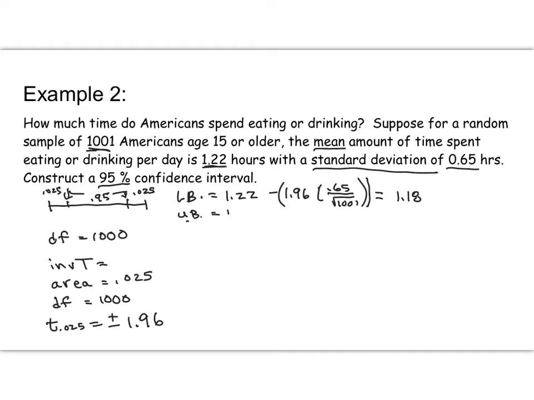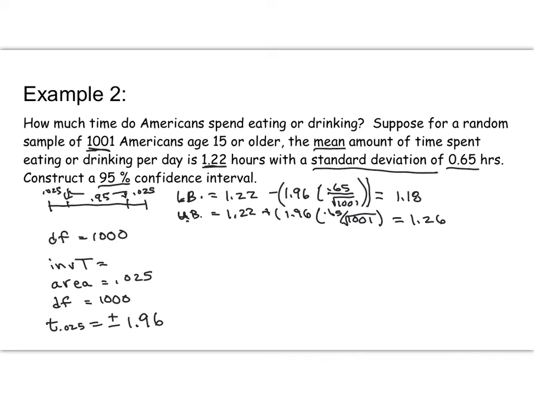And then my upper bound's going to be the same thing. I'm abbreviating that, by the way, lower bound, upper bound. 1.22 plus 1.96 times 0.65 divided by the square root of 1,001. And calculating that, I get 1.26. So that's the upper boundary of my confidence interval.